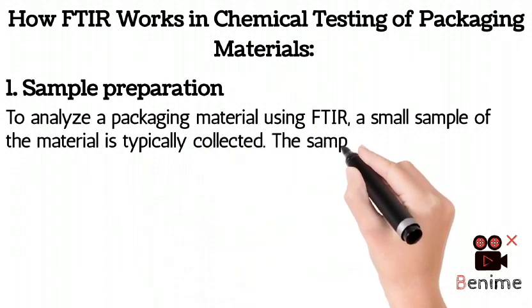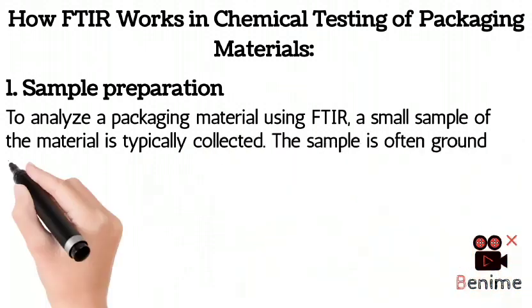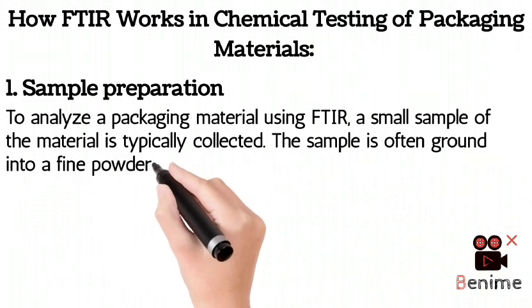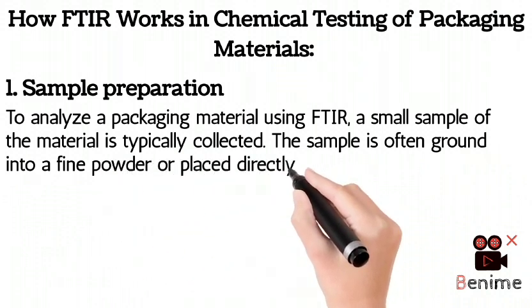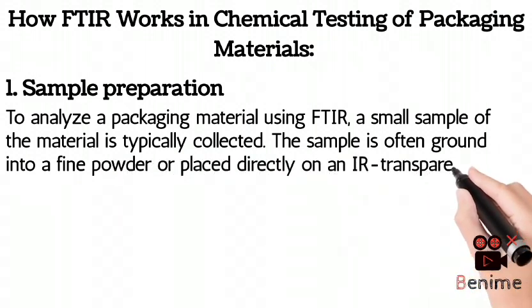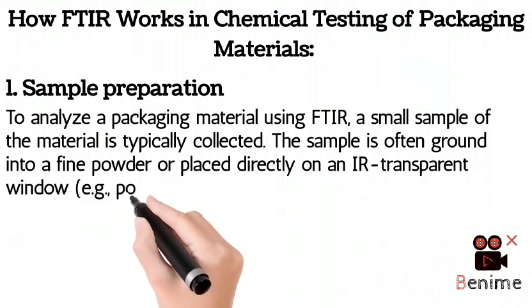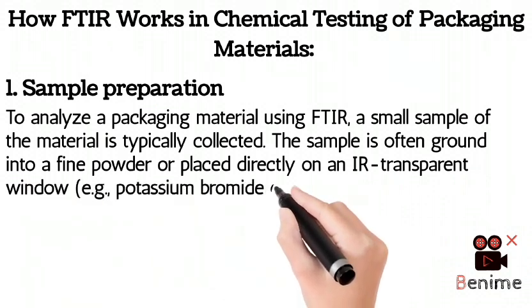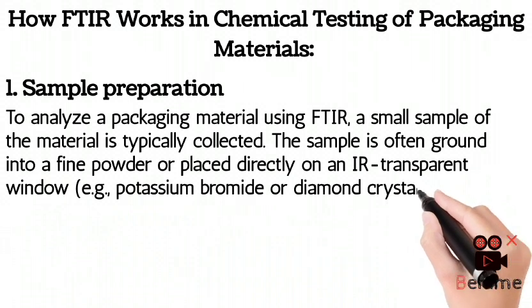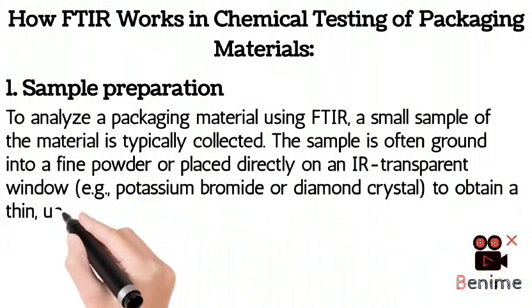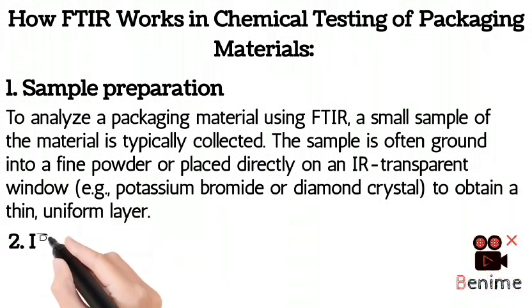The sample is often ground into a fine powder or placed directly on an IR transparent window, e.g., potassium bromide or diamond crystal, to obtain a thin, uniform layer.